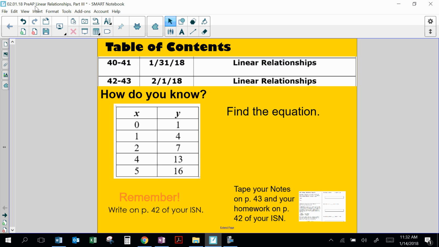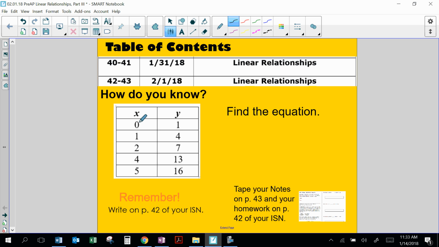Hello, this is the next lesson over linear relationships. This is a table. Find the equation from this table. In our last lesson, we talked about this. So go back to linear relationships part 2 if you're confused.